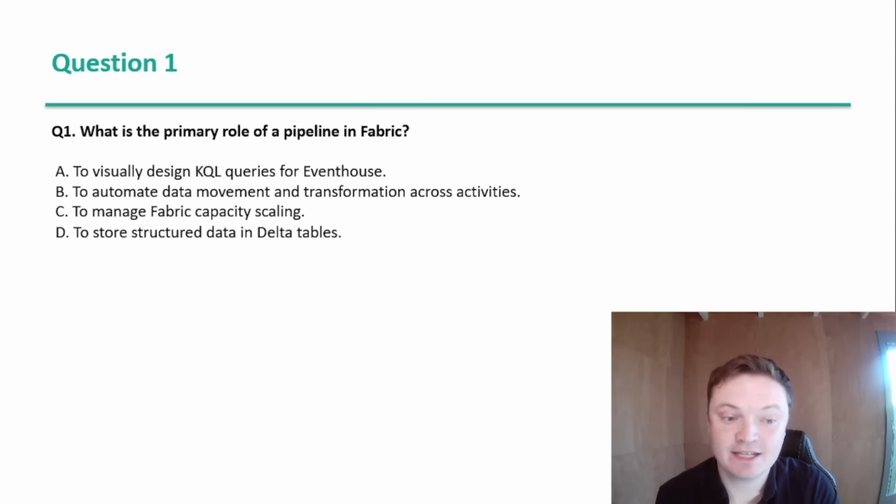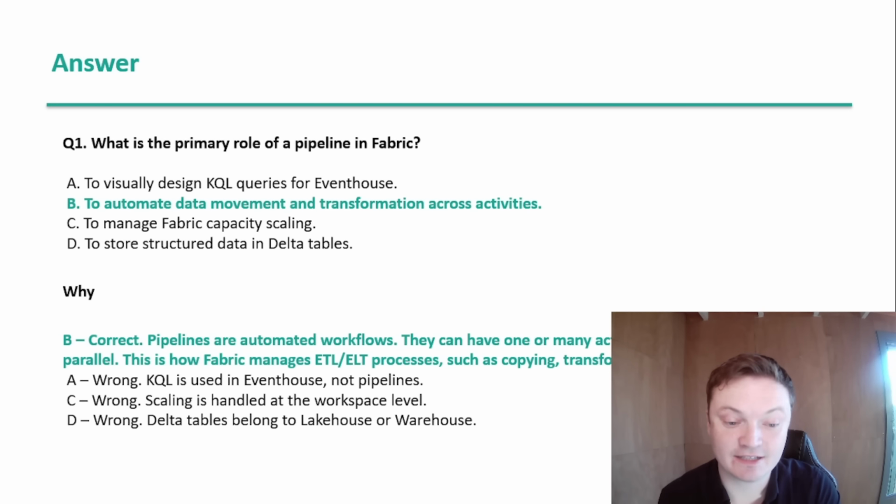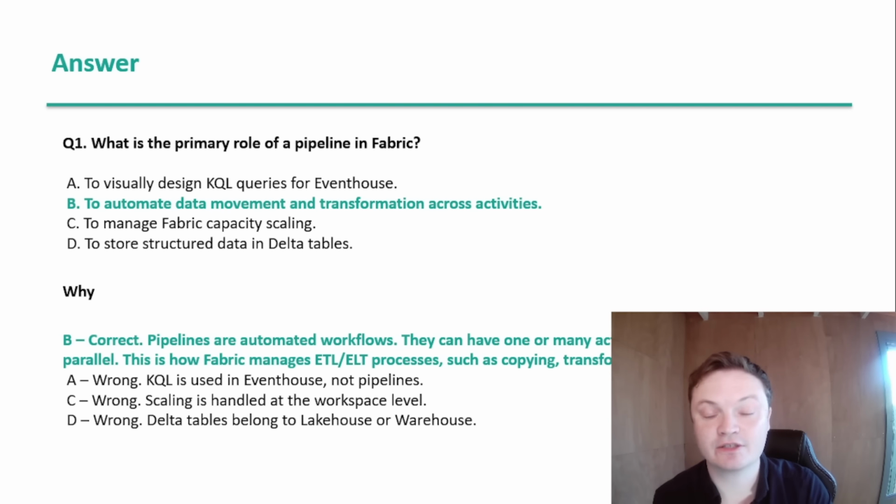And the answer is B. To automate data movement and transformation across activities. Pipelines are automated workflows. They can have one or many activities that run in sequence or in parallel. This is how Fabric manages ETL or ELT processes such as copying, transforming, and loading data. A is incorrect as KQL is used in Event House, not pipelines. C is incorrect as scaling is handled at the workspace level. D is incorrect as Delta tables belong to the lakehouse or warehouse.